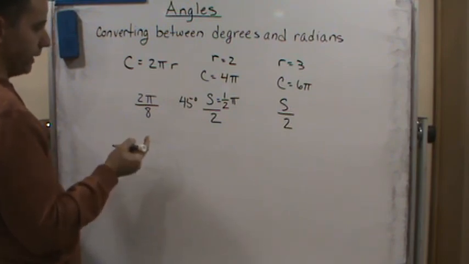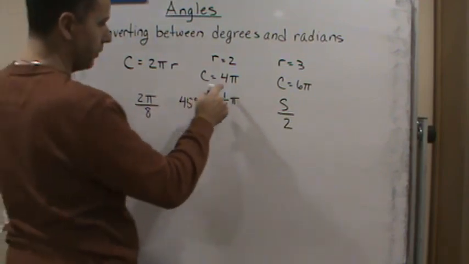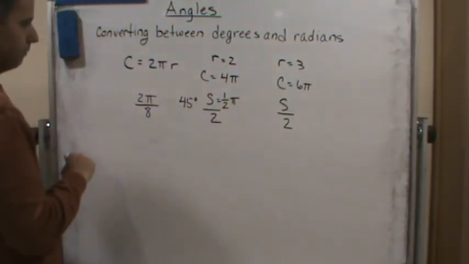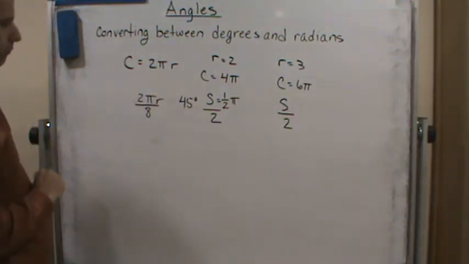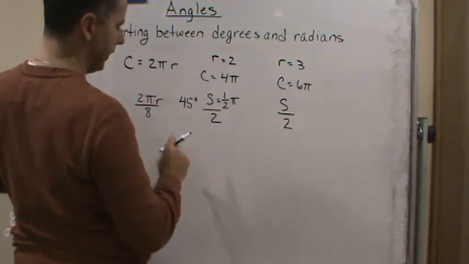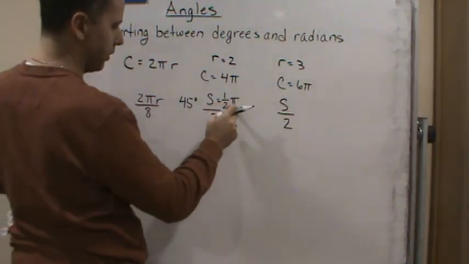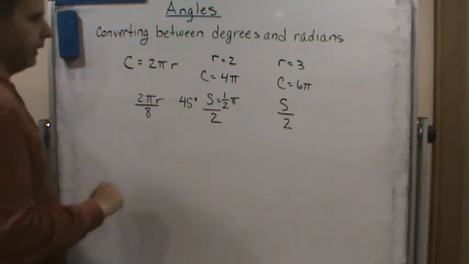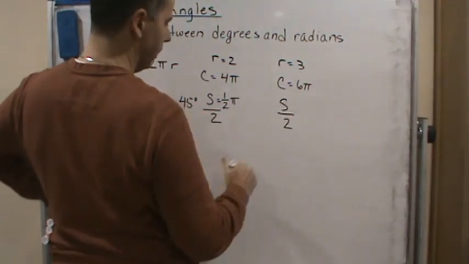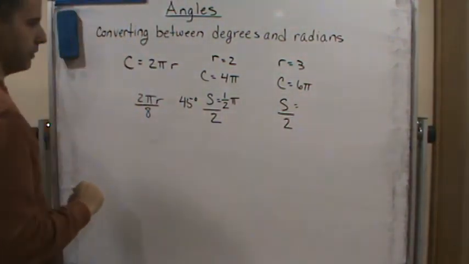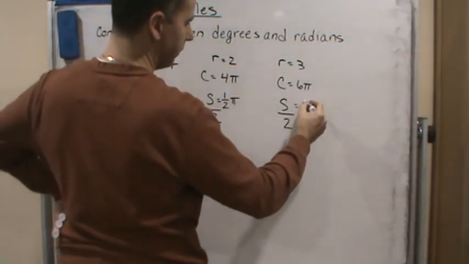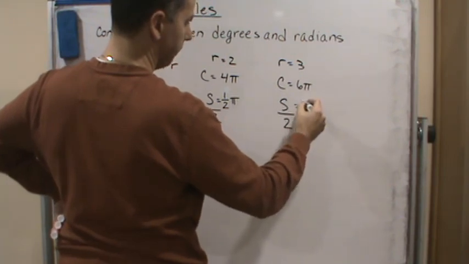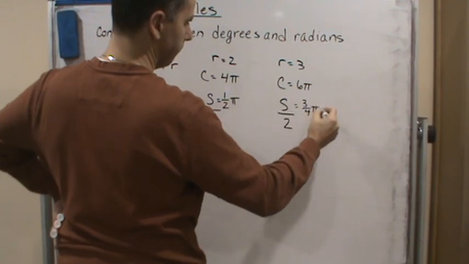gives us 1/4. But in this case here, the circumference is 4 pi, or excuse me, it's 2 pi r. So in this case it's 4 pi, so again it'd be 4 divided by 8, that's where the 1/2 pi comes in. Here it's 6 pi. So the arc length here is going to be 6 pi divided by 8, which gives us three-fourths pi.